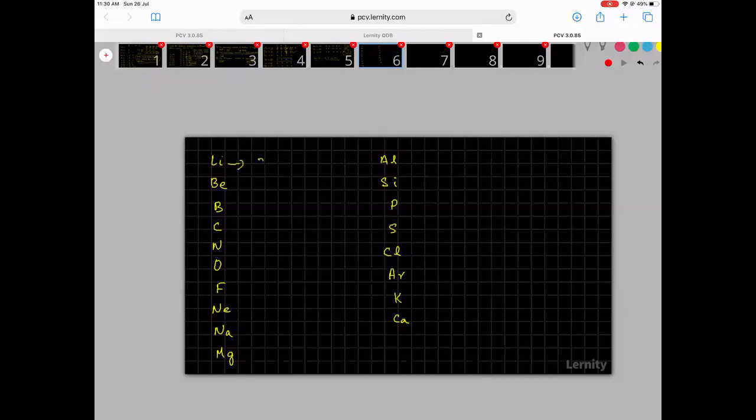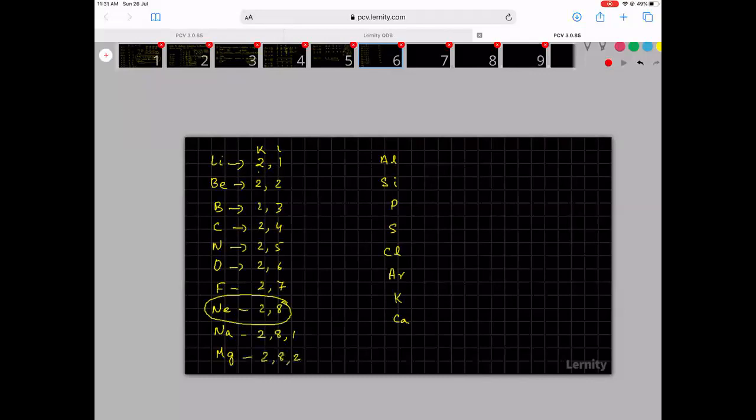So lithium is 2, 1: 2 in the K shell, 1 in the L shell. Beryllium 2, 2. Boron 2, 3. Carbon 2, 4. Nitrogen 2, 5. Oxygen 2, 6. Fluorine 2, 7. Neon 2, 8. Now, what scientists observed is that neon is very stable. Then sodium 2, 8, 1.